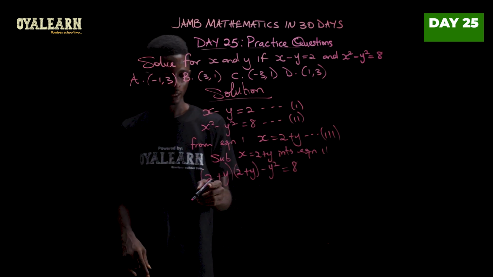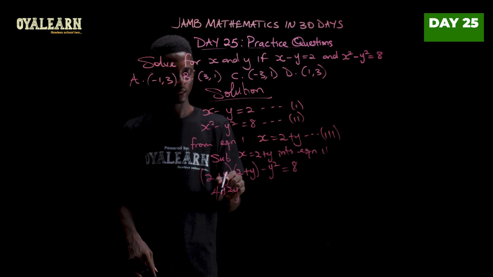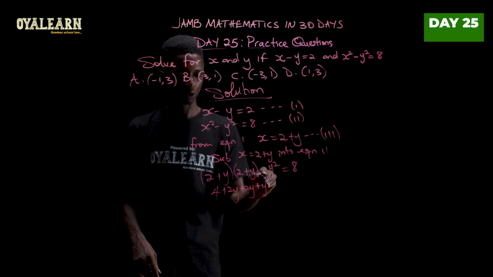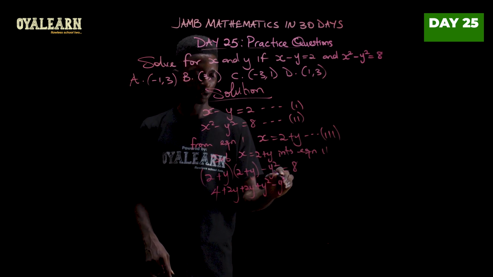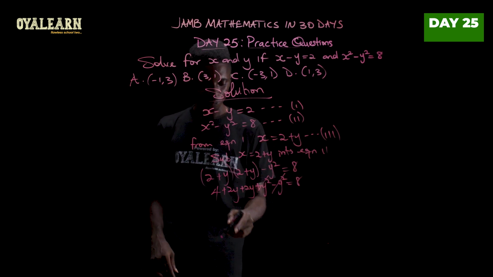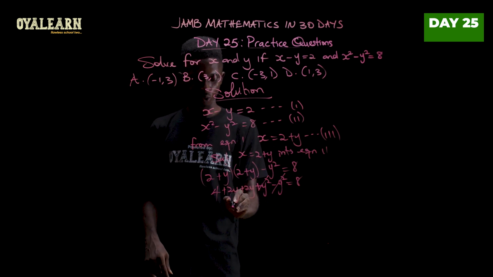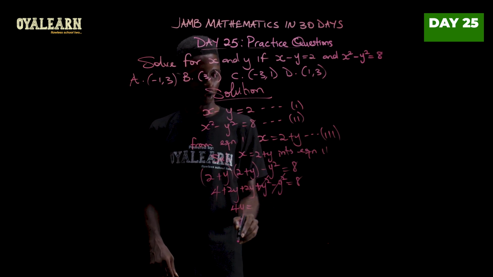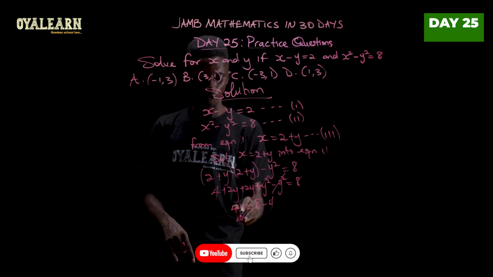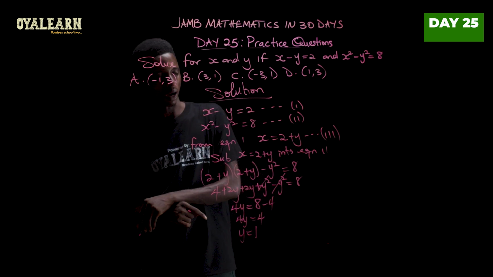So let's expand. 2 times 2, 4. 2 times y, that's plus 2y. Y times 2, that's plus 2y. Y times y, that's plus y squared. Then continue, we have minus y squared equals 8. Plus y squared minus y squared, that's 0. So what we have here is 4 plus 2y plus 2y, that's 4y. So we can say 4y equals, now when this goes here, we have 8 minus 4. So 4y equals 4, which implies that y is 1.